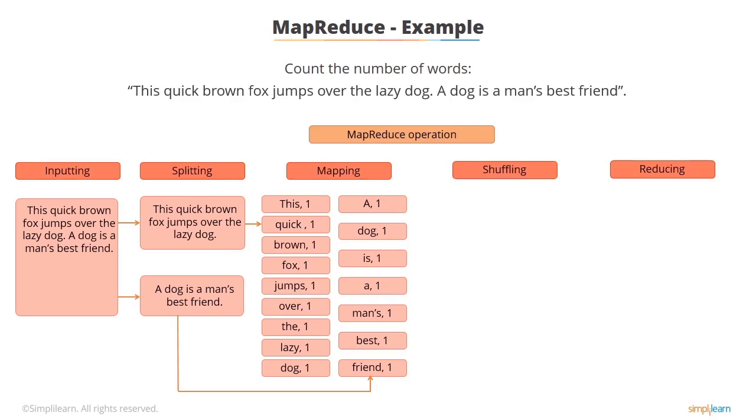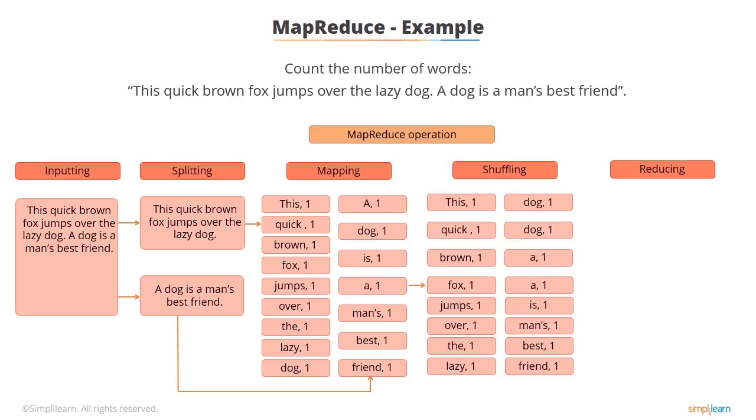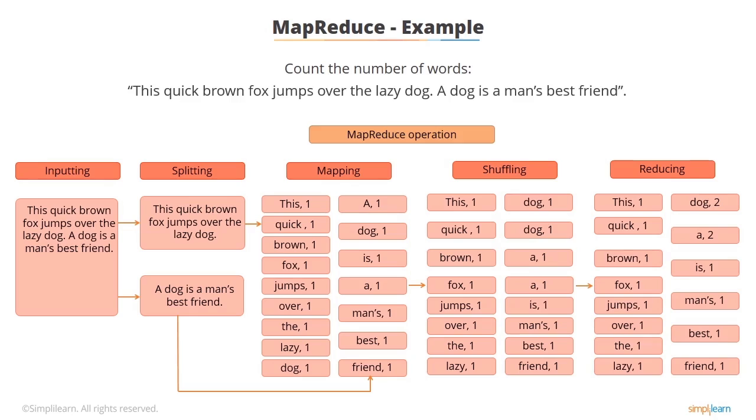The shuffling phase refers to sorting the data based on the keys. As shown on the screen, the words are sorted in ascending order. The last phase is the reducing phase. In this phase, the data is reduced based on the repeated keys by incrementing the value. The word dog and the letter A are repeated. Therefore, the reducer will delete the duplicate key and increase the value depending on the number of occurrences of this key. This is how the MapReduce operation is performed.